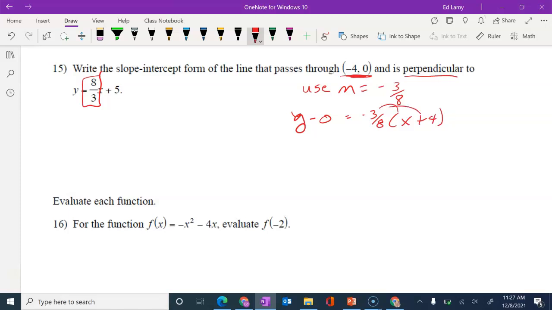Distribute that. -3/8x plus, well, what is -3/8 times 4 over 1? Well, 4 goes into 4 once and 8 twice. I get -3/2. So to finish that off, -3/8x minus 3/2.